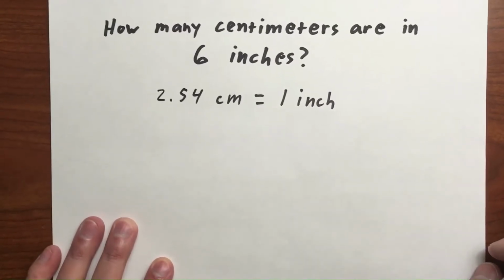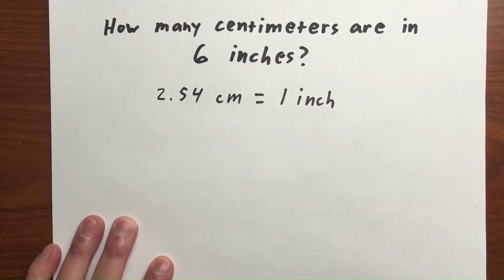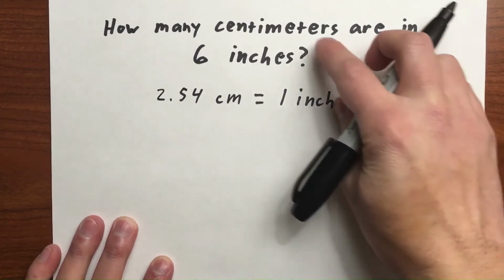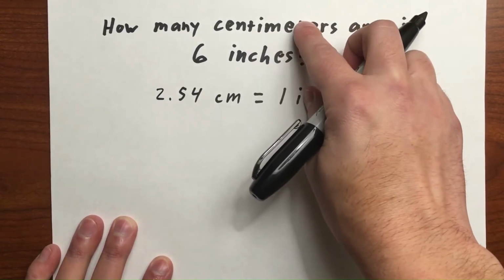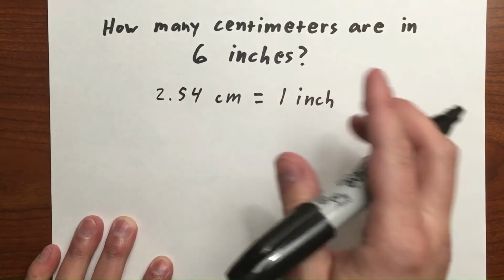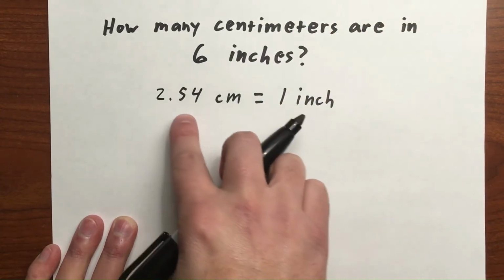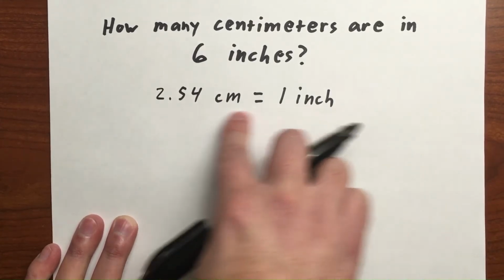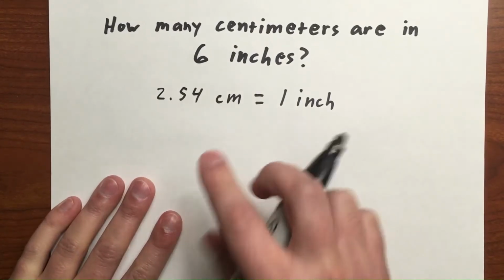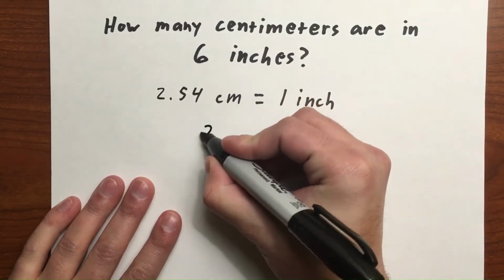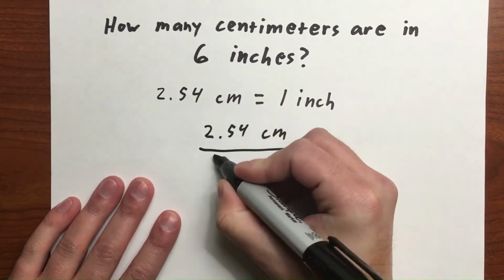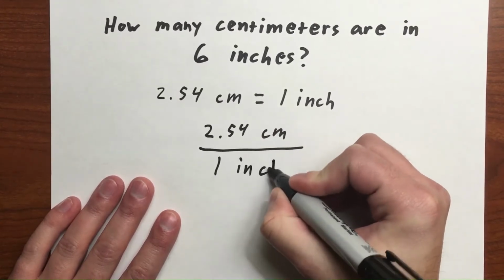How many centimeters are in 6 inches? Well, the first thing you have to do when you run into a problem like this is find what the relationship between these two values is. If you do a quick search on Google or something, you'll find out that 2.54 centimeters are in 1 inch. So you're going to take this and create a fraction out of it, like this. 2.54 centimeters are in 1 inch.